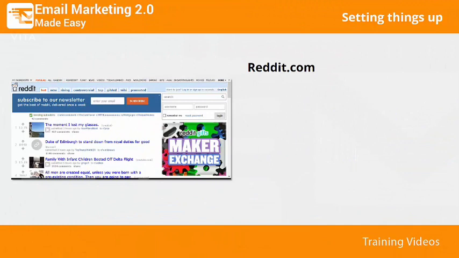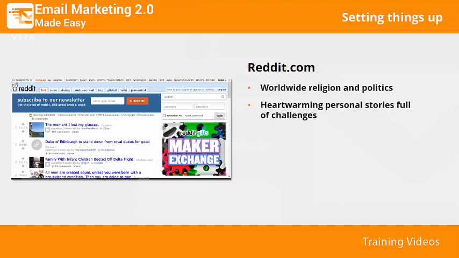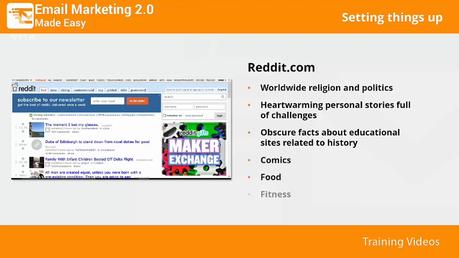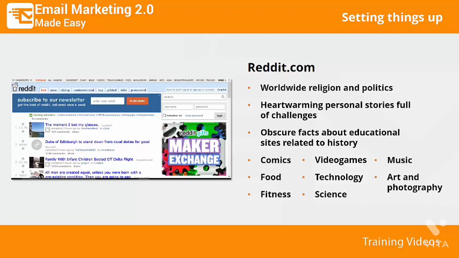Reddit.com. This site is different than other sites because it's not about friendships. Reddit's visitors usually engage with things that are unique, interesting, or funny. This is a free and open sharing site. Some subjects that do very well on Reddit are worldwide religion and politics, heartwarming personal stories full of challenges, obscure facts about educational sites related to history, comics, food, fitness, video games, technology, science, music, art, and photography.